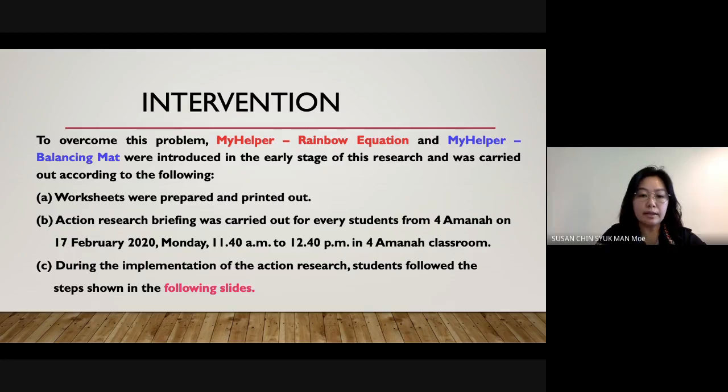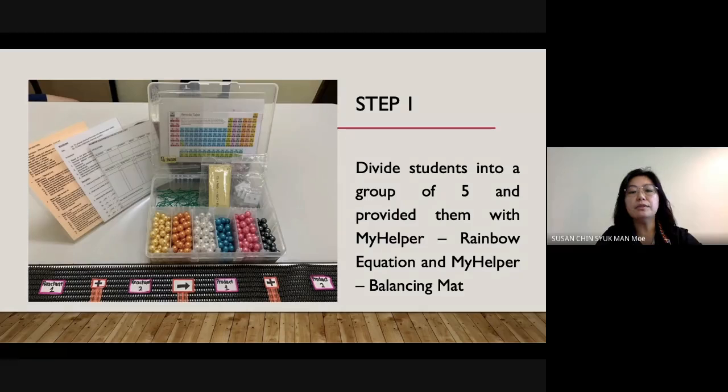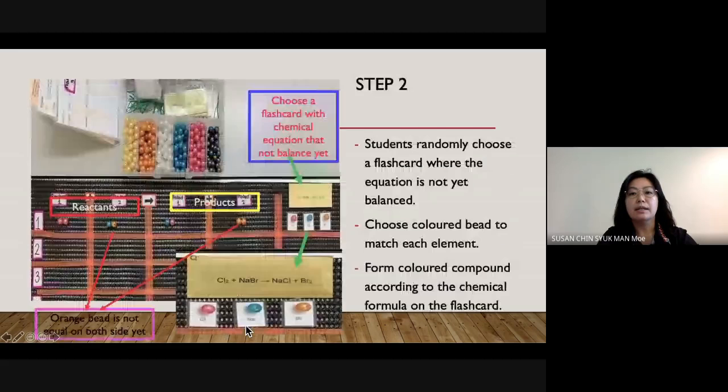So during the implementation of the action research, what students will do is shown in the following slide. First of all, each group will get one set of Myhelper-Rainbow equation and also one piece of Myhelper-Balancing Math.